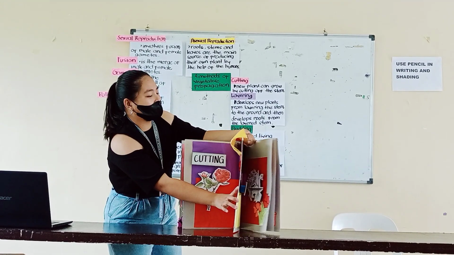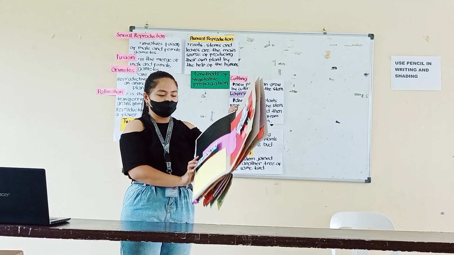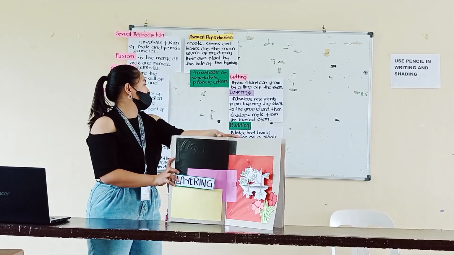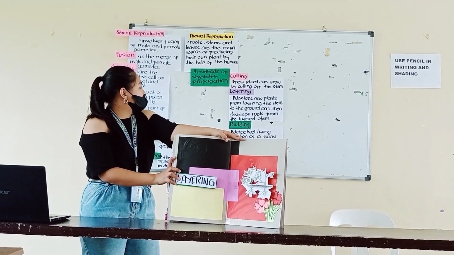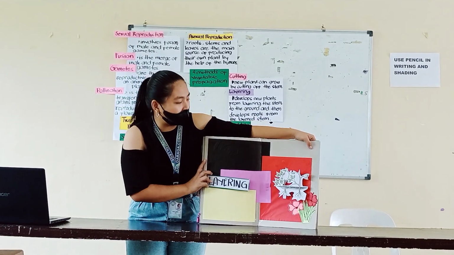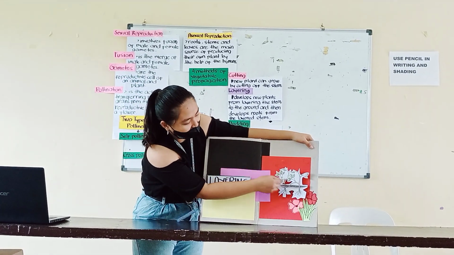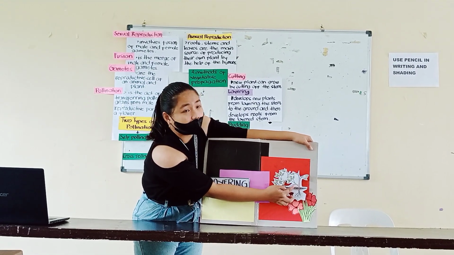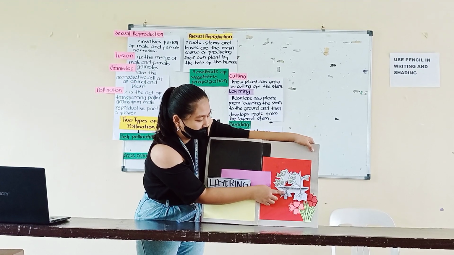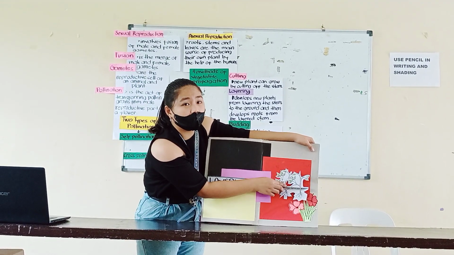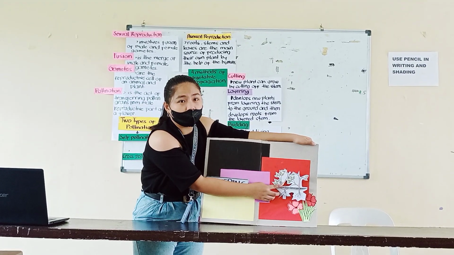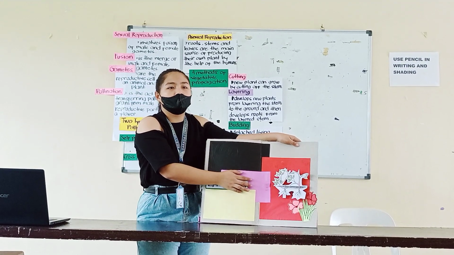The second one is layering. When we say layering, it develops new plants by layering the stem to the ground, and then roots develop from the layered stem. So, as you can see, this stem is layered down to the ground, and then it develops roots and begins developing a new plant. Not confused?